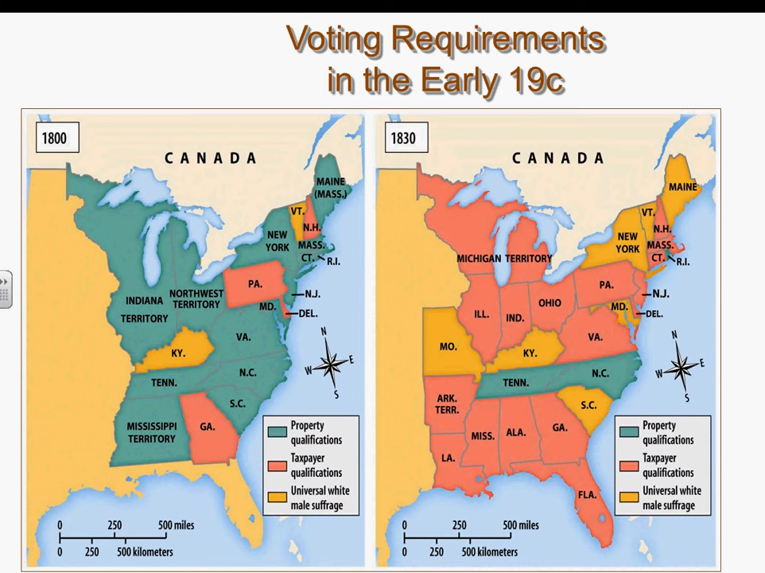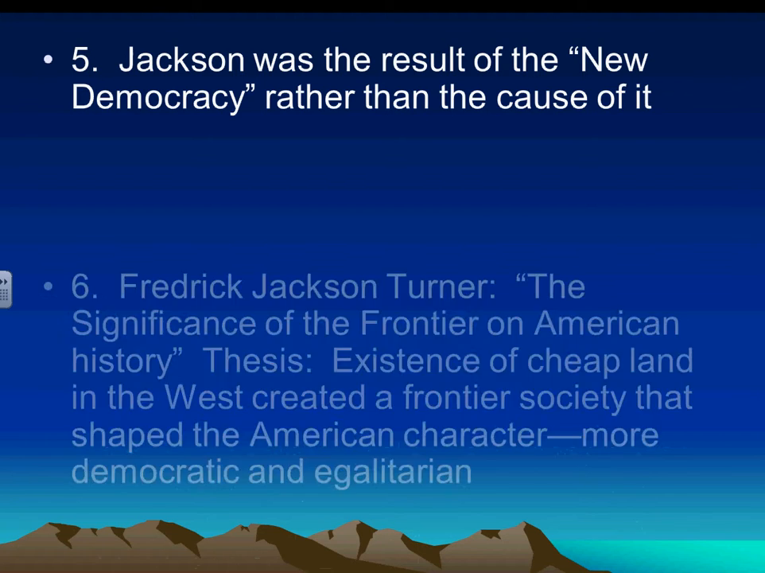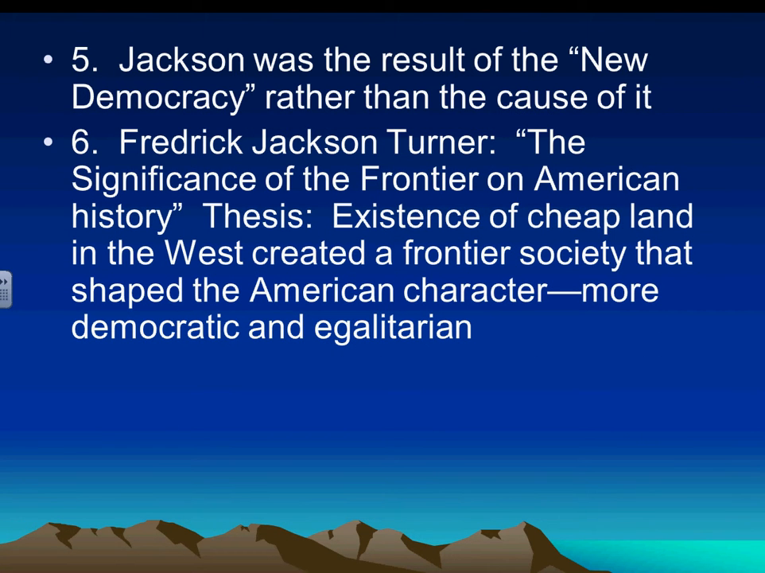property requirements in 1800 in terms of voting, and you can see by 1830, 30 years later, the property requirement has been dropped, and it's mostly taxpayer qualification, and there are some states that have just universal male suffrage. You just had to be a free white male adult, and you were able to vote. And this is going to be significant. Jackson was not necessarily the person who caused all this, but he certainly was the recipient. There is a change of attitude, something about the common man having a greater voice in government.